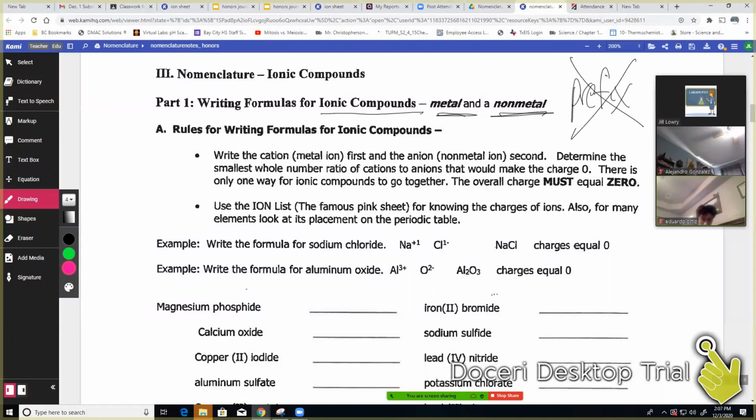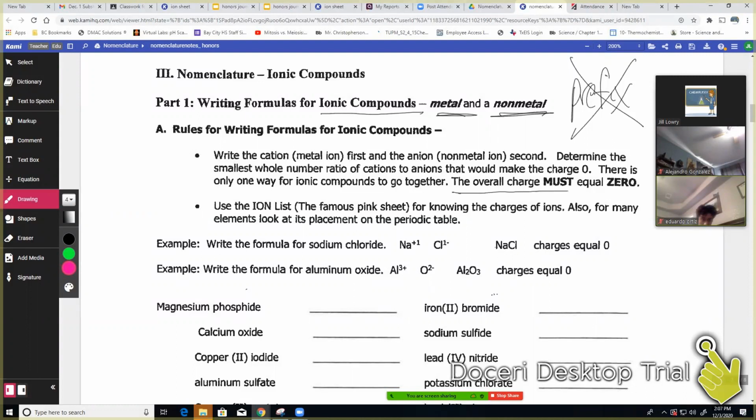So when you're writing the formula, you write the cation first, the metal ion, and the non-metal anion second. We've talked about that before. Instead of the prefixes telling you what subscripts you're going to use, you have to figure out what subscripts to use. That's the difference. And the way that you figure out the subscript is you have to come up with the whole number ratio of cations to anions that'll make the charge 0.